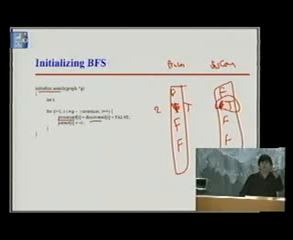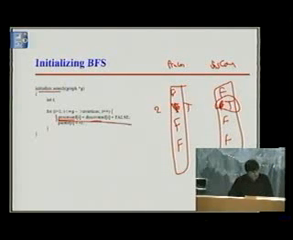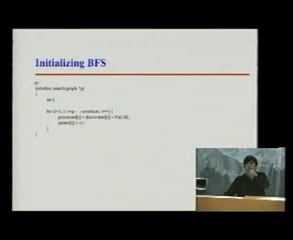Any questions? So what am I going to be saying here? That every vertex is neither discovered nor processed, and the parent, which is going to be the discoverer of each vertex, is set to -1. If I haven't been discovered yet, who discovered me? No one, right? I'm undiscovered. So that's what this is initializing to. Any questions about initialization?